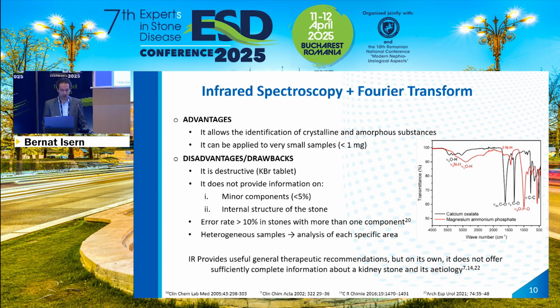Also, in these cases, when the samples are heterogeneous, infrared should be performed on each specific area, and normally it's never done. In summary, infrared spectroscopy provides useful general therapeutic recommendations, but on its own, it doesn't offer enough detailed information about the kidney stone and its etiology.